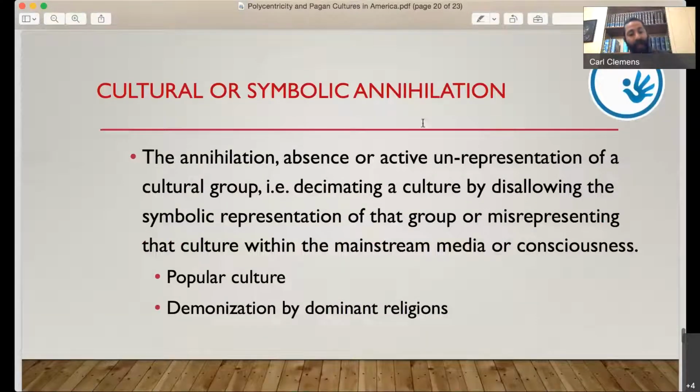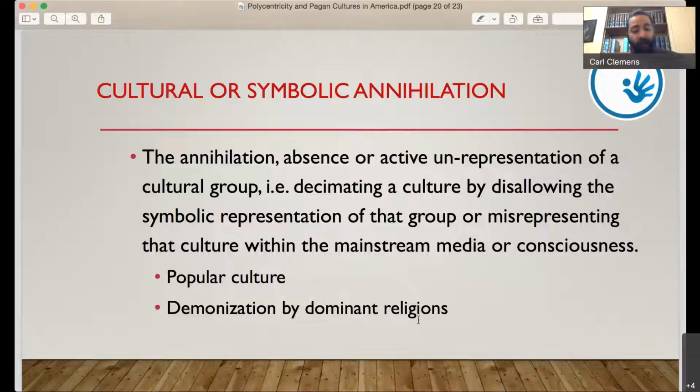So cultural or symbolic annihilation, this is a big facet of ICHRRF's work, is defined as the annihilation, absence, or active unrepresentation or underrepresentation of a cultural group. That is, decimating a culture by disallowing the symbolic representation of that group or misrepresenting that culture within the mainstream media or consciousness. So that could be via mainstream media, the educational system, popular culture, which talks about pagans as, if you watch TV serials related to crime, often many of the criminals are part of some kind of satanic group that is also conflated with paganism.